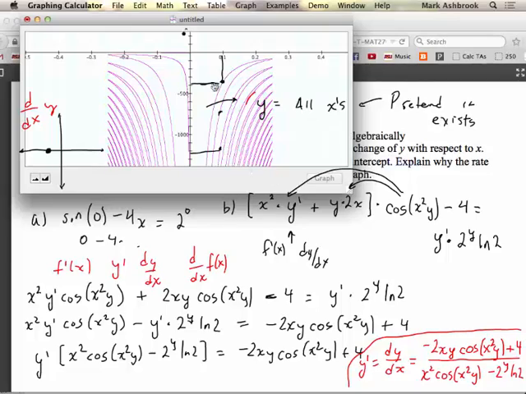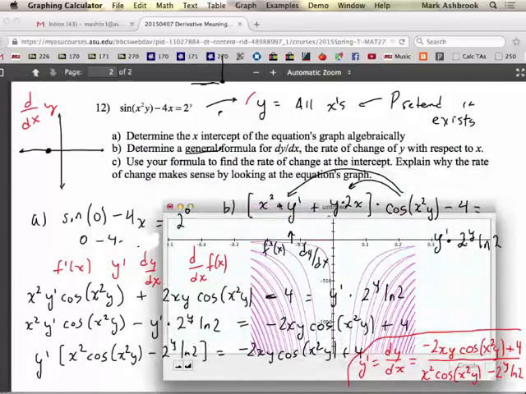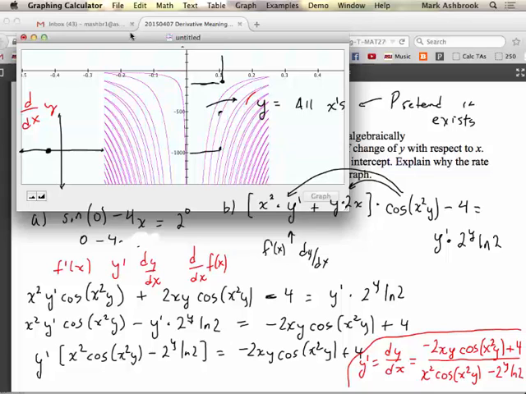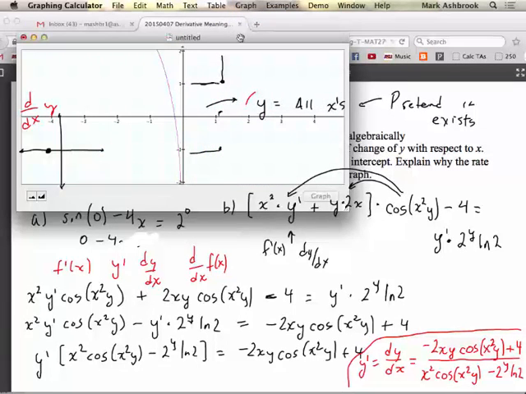Okay, so let's look at what it says. We want to find the rate of change at the intercept. What are the coordinates of our point at the x-intercept, the one we found? Let's reset the graph here. Okay, there it is right there. So I reset the graph. Looks pretty innocent here, right? So there's that point. How are we going to find the rate of change right there?